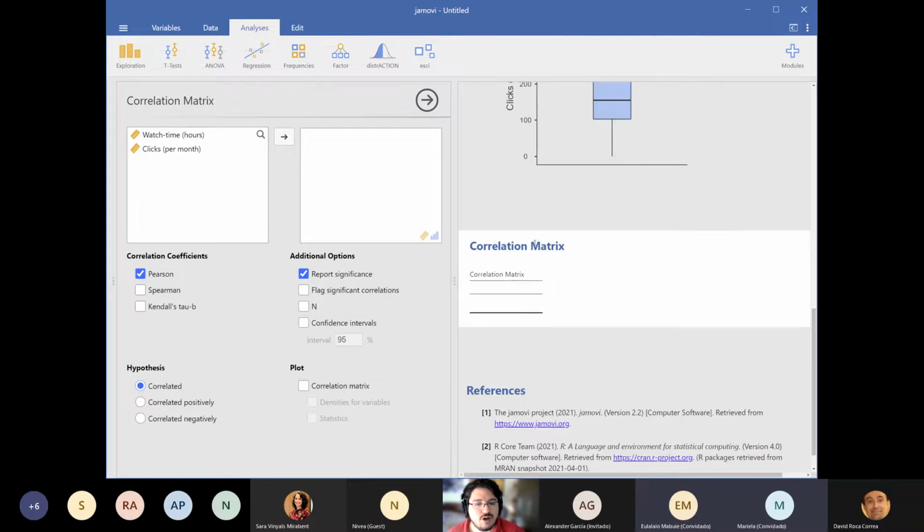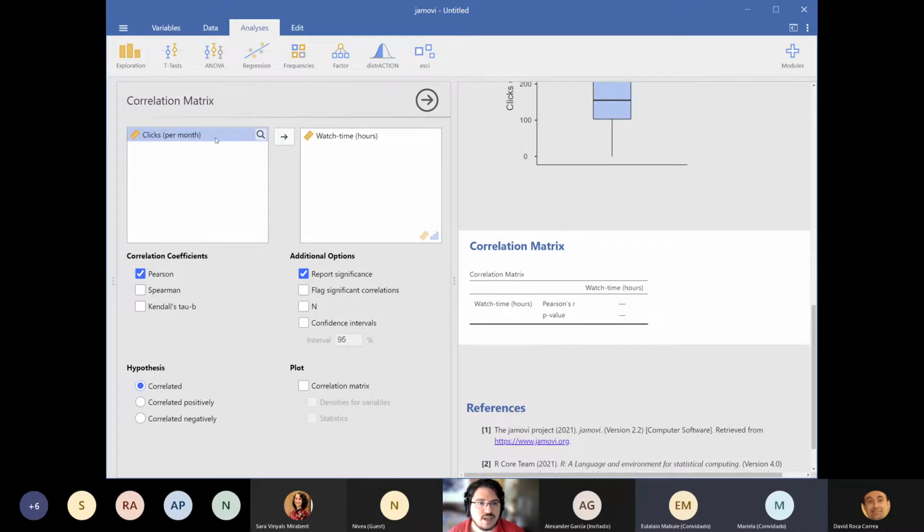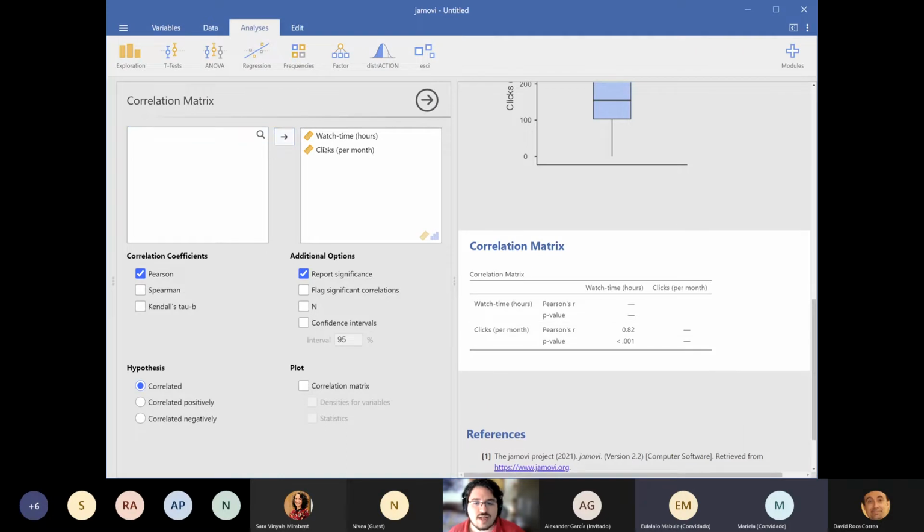Every time you open a new tool in Jamovi, it will create this empty table that you can fill with your data or the analysis particular to your data. In this case, we only have 2 variables, so that makes it easy. We just select both of them, and immediately we have this matrix created here.